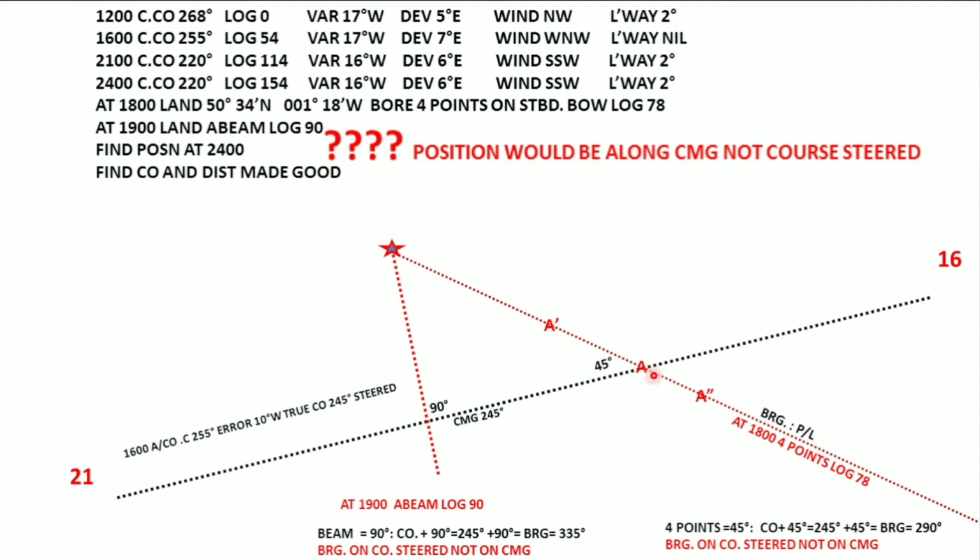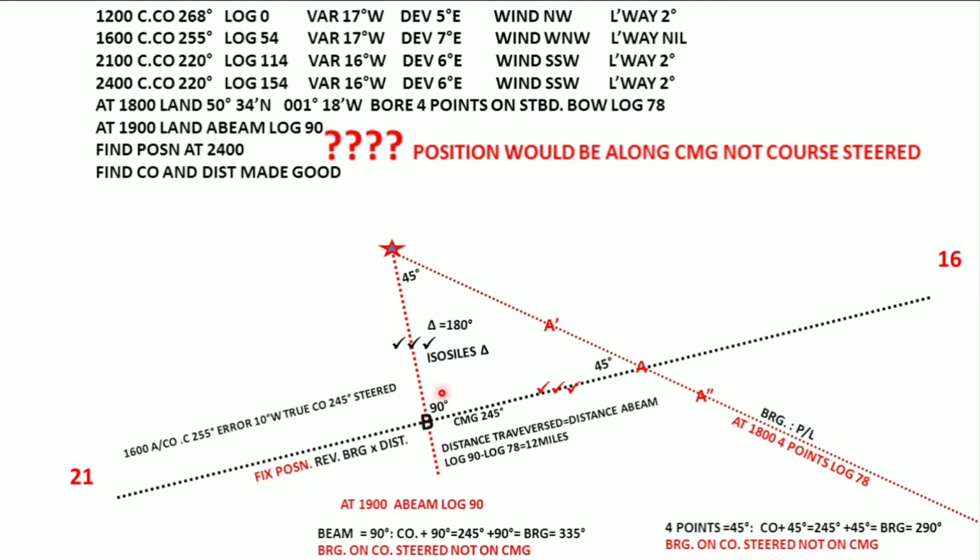Now this forms a triangle, and the sum of the three angles of a triangle is 180. So the remaining angle is 45, and this turns out to be an isosceles triangle. In an isosceles triangle, the sides are equal. So you can see that the distance traveled between the first bearing and the second bearing would be the distance of the ship from the lighthouse or the piece of land.